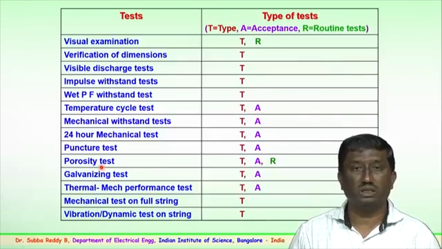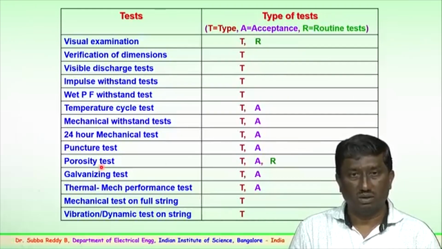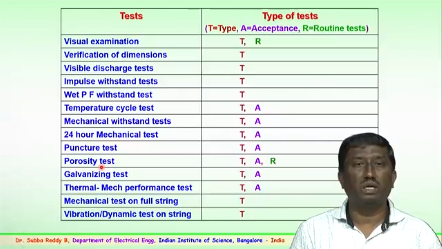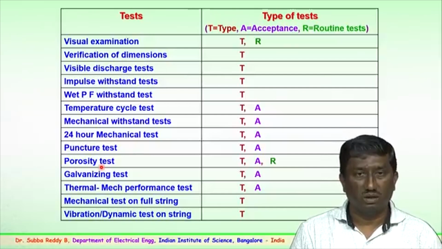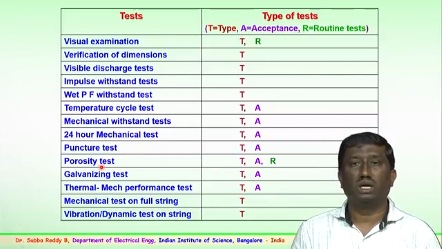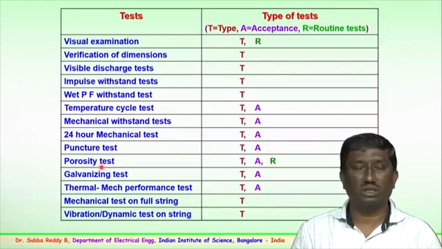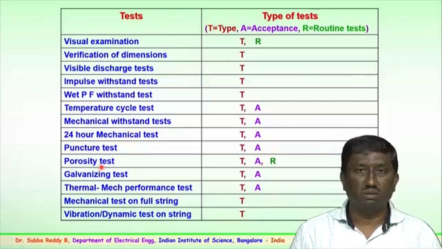Similarly, the porosity test is for the material of the ceramic disc, to find out whether there are any air bubbles inside the ceramic shell. This again comes under three categories: type test, acceptance test and routine test. After this you have the galvanizing test, which is normally carried out in the factory as per the acceptance test, and also third party certification, which is mentioned as a type test.